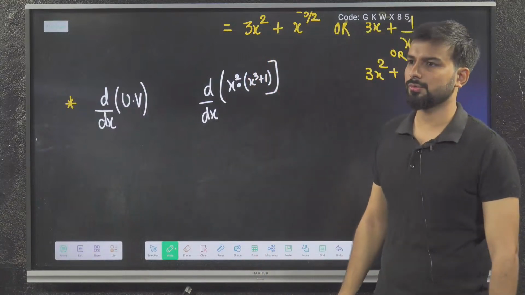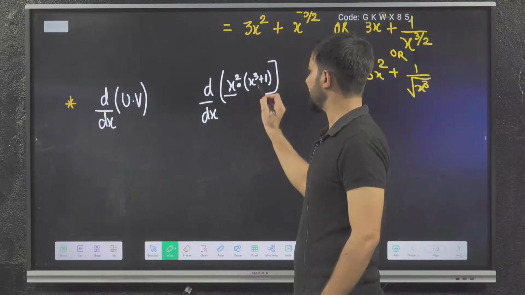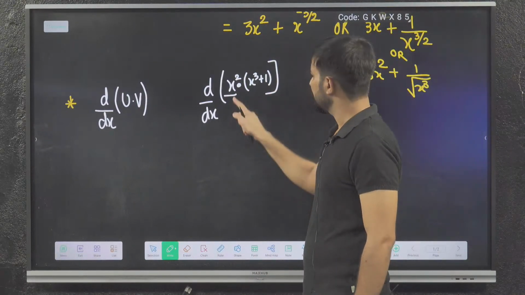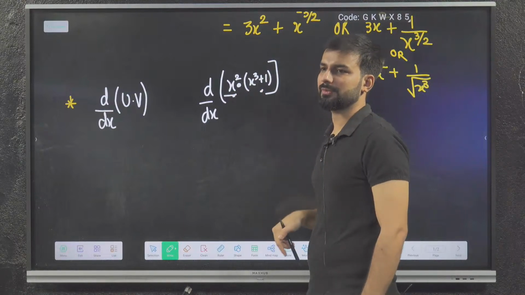Whose differentiation do you want to find? x square and x cube plus 1. So this is the u variable and this is the v variable. Two variables we are having here.